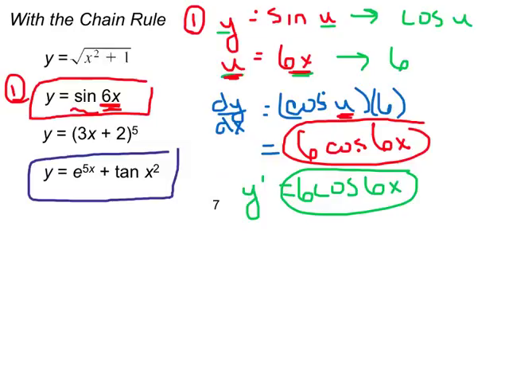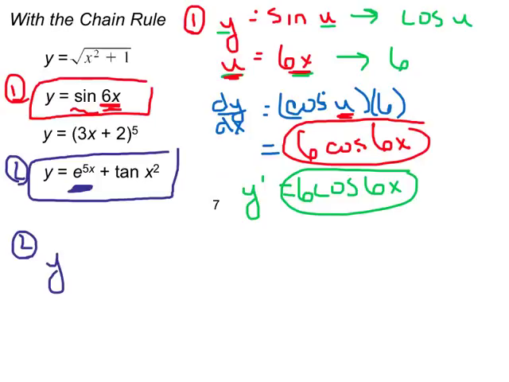G prime of x is the derivative of 6x squared, and the derivative of 6x squared is 6. Okay, now the second one, I'm not going to write down explicitly what u would equal and what y would equal. All I want to do with this one, and I'll call this number 2, is just tackle each one of these as an f of g of x. So this is like an f of g of x.